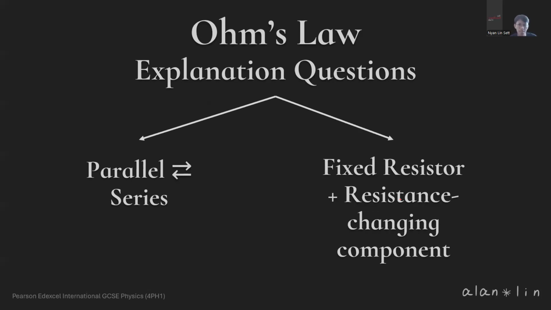The first category is the type of question where you have to explain the changes taking place when the structure of a circuit changes from a parallel circuit to a series circuit. The second type of question is in circuits where there is a fixed resistor and a resistance changing component. So we could be looking at things like variable resistors. We could be looking at thermistors, and we could also be looking at light-dependent resistors.